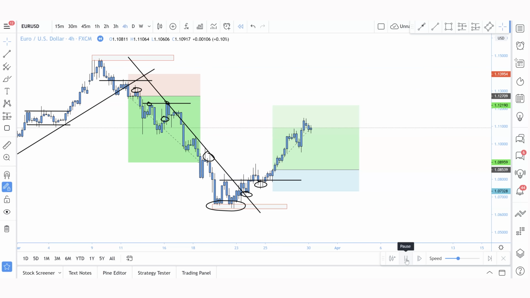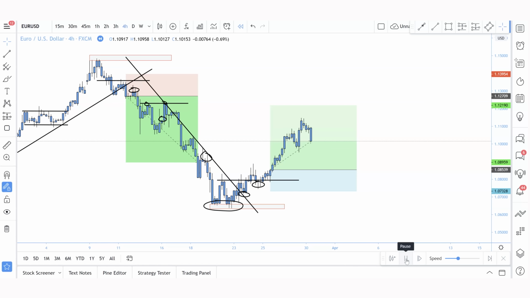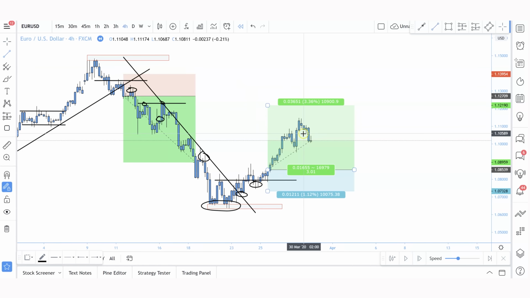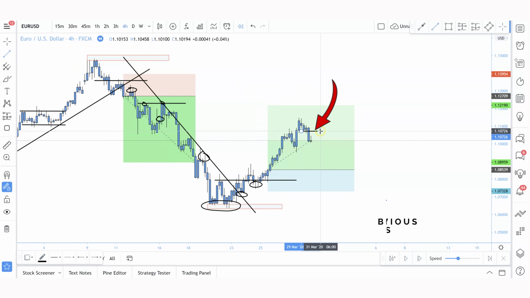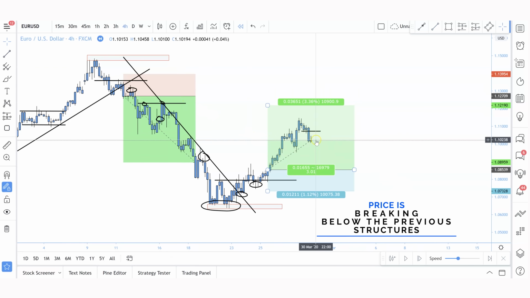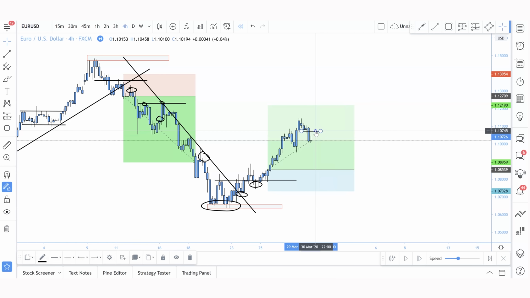Now we can see price has now made the higher high, pulling back to make the higher low, and now we can see price breaking below these previous structures. Now, do you remember this? We saw this pattern over here, price breaking below the previous structures. What we need to monitor for now is how price comes back to retest some of these levels to see if we're going to continue with this bullish structure. Let's see what happens here.